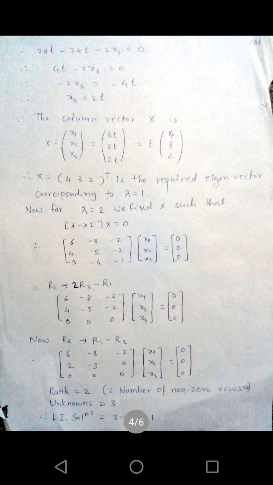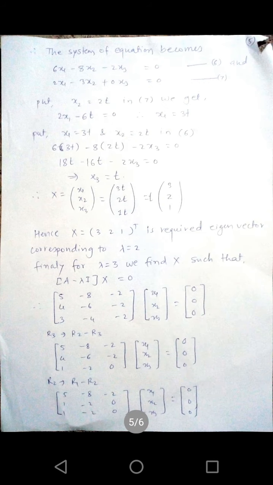These equations come from the resultant matrix [6 -8 -2; 2 -3 0; 0 0 0] times [x1 x2 x3] is equal to [0 0 0]. So from this we arrive at two equations, 6 and 7. Now put x2 is equal to 2t in 7, we get 2x1 minus 6t is equal to 0. Therefore x1 is equal to 3t. Now put the values of x1 and x2 in 6, we get 6 times 3t minus 8 times 2t minus 2 times x3 is equal to 0. Therefore x3 is equal to t only.